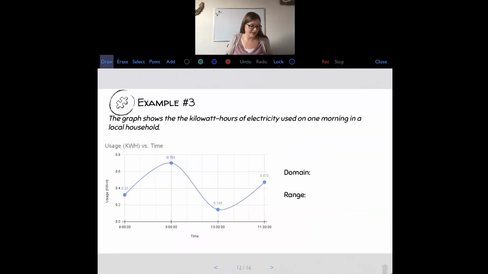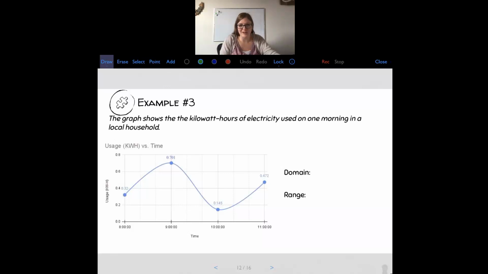So example 3 is an application problem. The graph shows the kilowatt hours of electricity used on one morning in a local household. Kilowatt hours is a measure of energy. So let's say you have a power drill that's 1 kilowatt. If you were to run that power drill for 1 hour, that's 1 kilowatt hour. Okay, so it's a measure of energy.